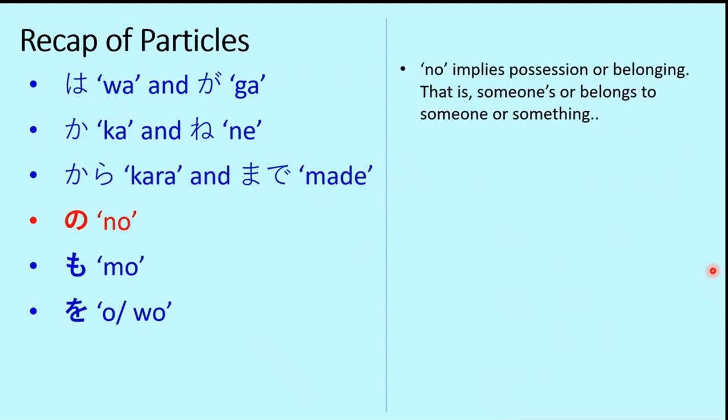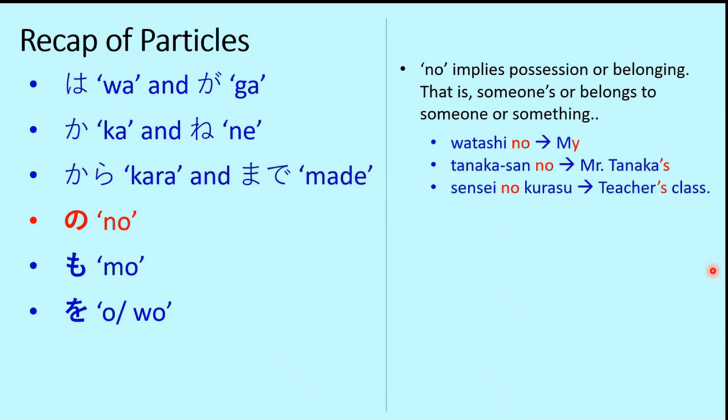No is the particle which implies possession or belonging. That is someone's or belongs to someone or something. For example, watashi no means my, Tanaka-san no means Mr. Tanaka's, sensei no kurasu means teacher's class, the class of sensei.